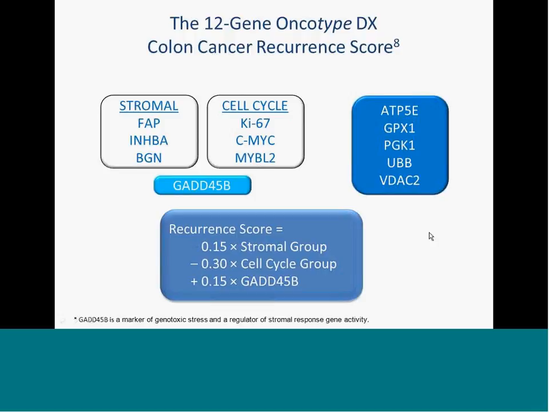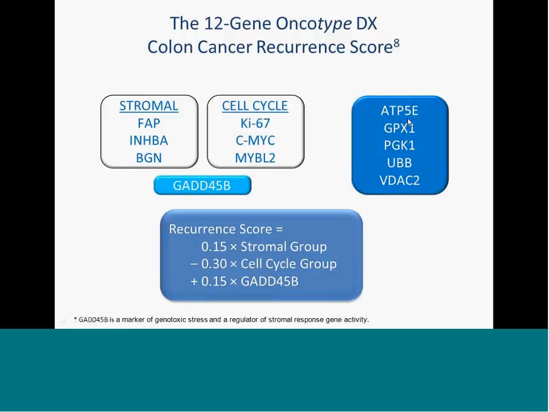Well, this is their predictor. It's a 12-gene Oncotype colorectal cancer assay. And I think there's a couple things to mention here. They have 3 genes that they think are from stroma, 3 genes that are from cell cycle, and GADD45, which is not really stroma or cell cycle dependent. So these are actually their 7 genes that determine the recurrence score.